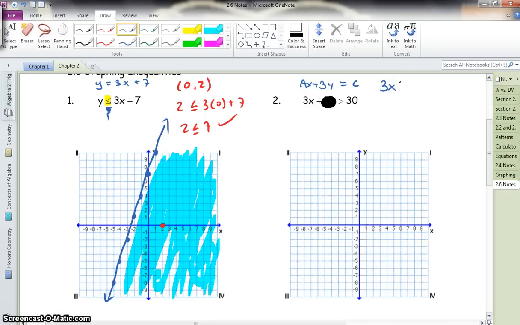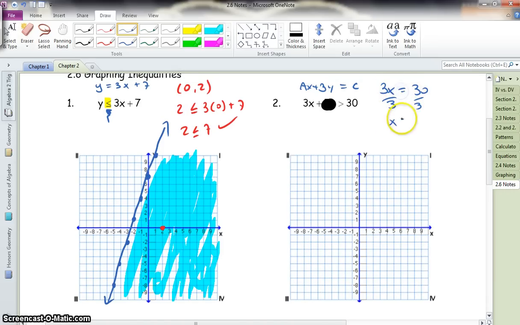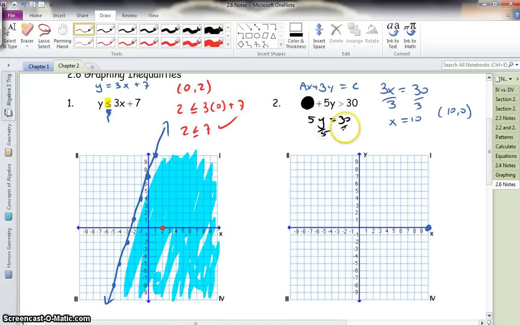So then we have 3x greater than 30. Divide by 3. So x, I'm just going to substitute in the equal sign here. So x is equal to 10. So 10 comma 0 is one of my coordinates. Then to find my y-intercept, we're going to cover the x. So I have 5y equal to 30, divide by 5, and y is 6. So I have 0 comma 6. So there's my other point.